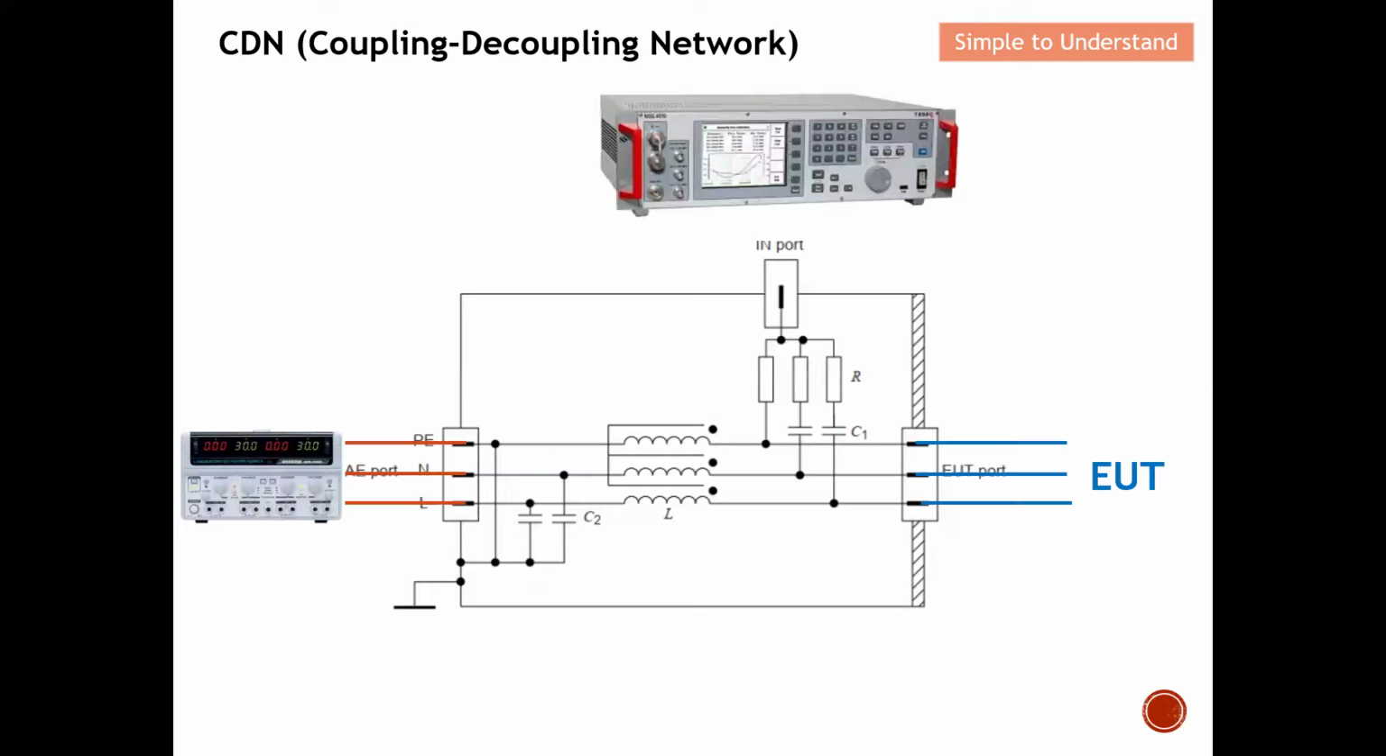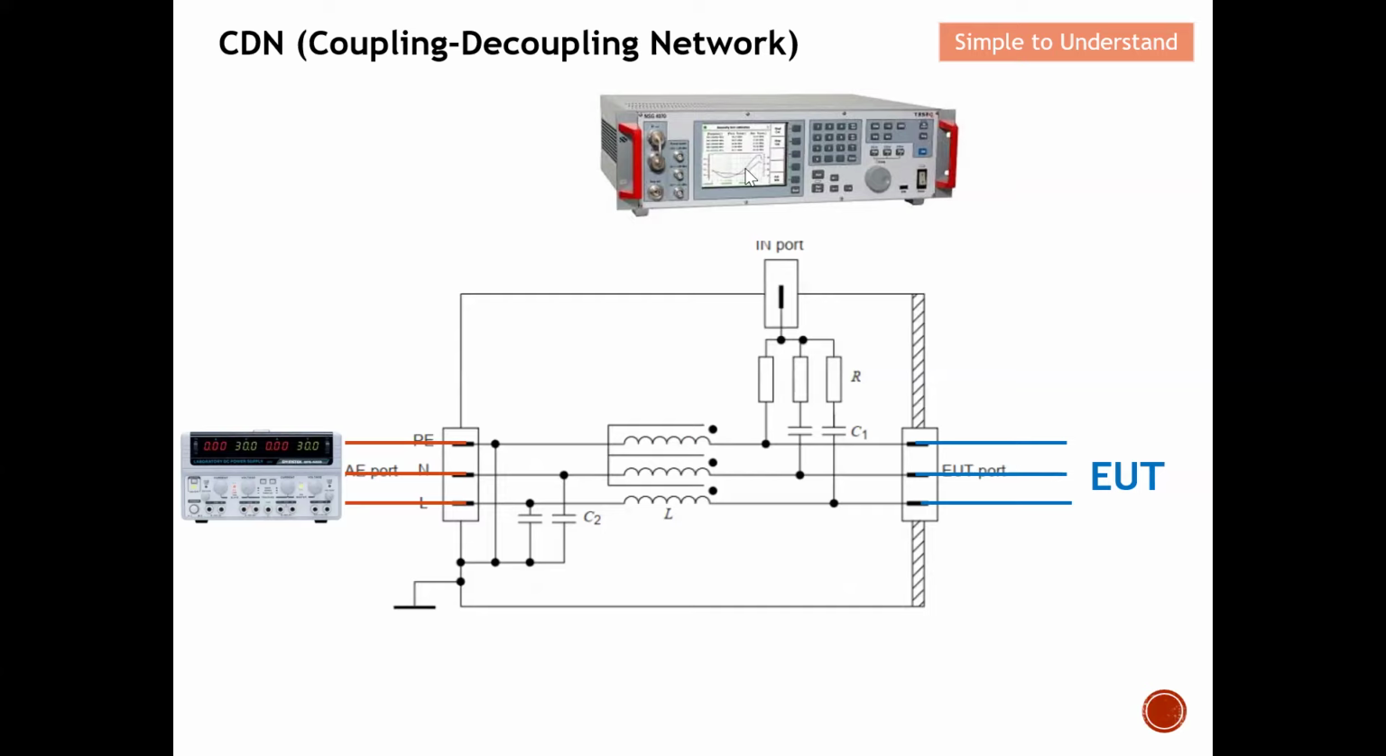This is a proper setup. Let's say this is a DC power supply or AC, doesn't matter. This power supply is used to power up our EUT. This is where we insert our noise source. The signal generator generates the RF signal, and this RF signal becomes a disturbance. It becomes a noise source to disturb our EUT. Let me explain this a little clearer.